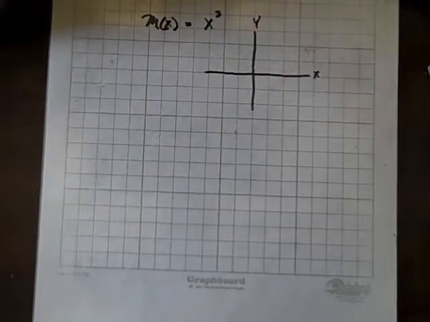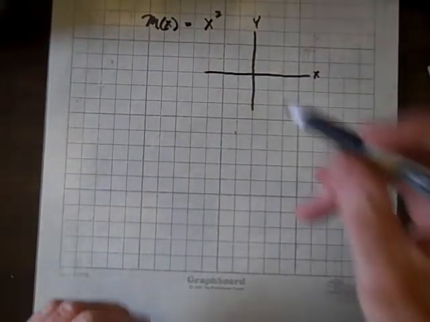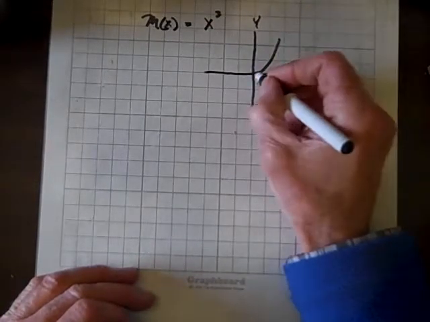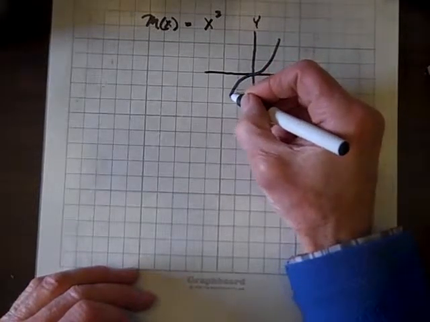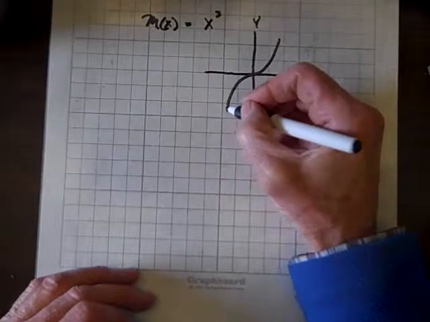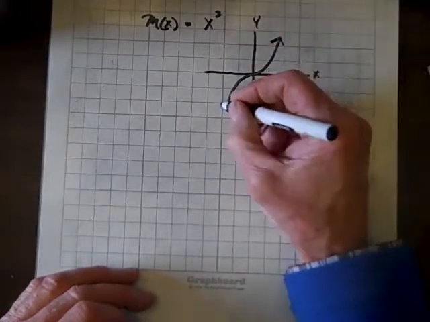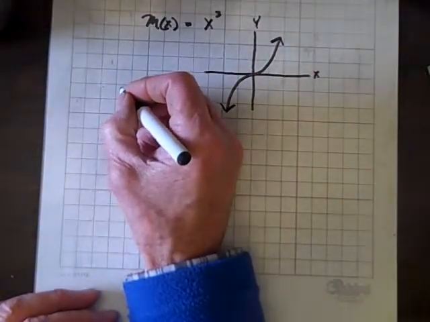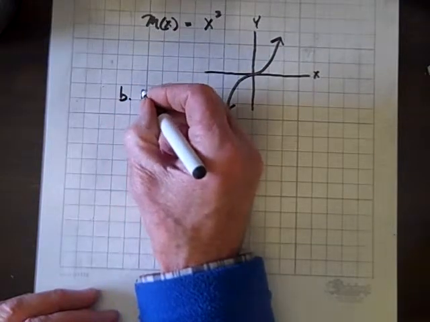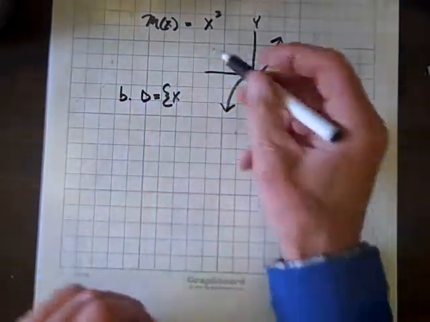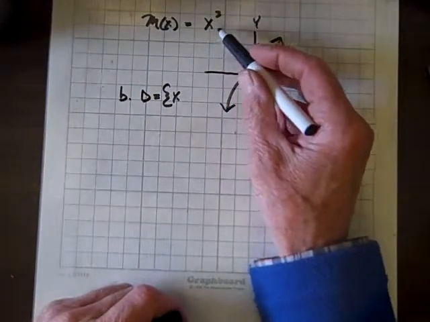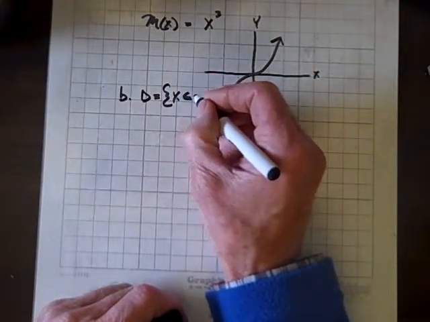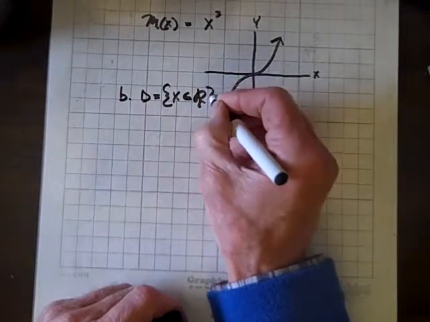The graph of the function m of x equals x cubed looks like a parabola, except one of the arms has been flipped over the x-axis. So we've got symmetry about the origin. But to start with, the domain, D equals the set x. And again, there's no possibility of division by 0, nor is there the possibility of taking an even root of a negative number, so the domain is all reals, or x element of the reals.